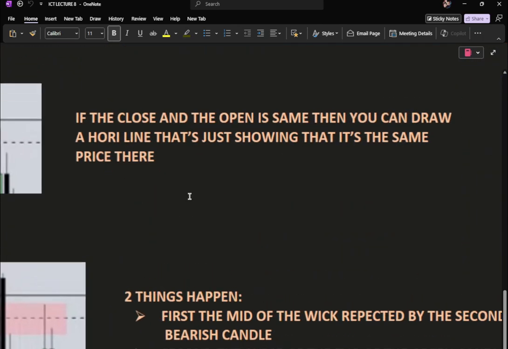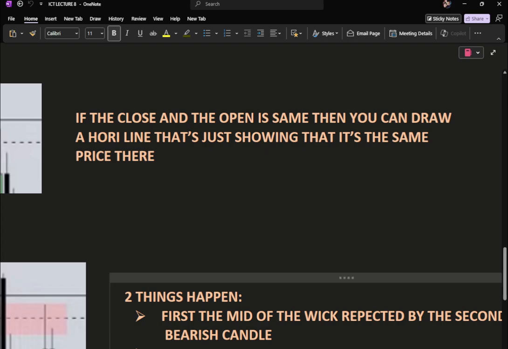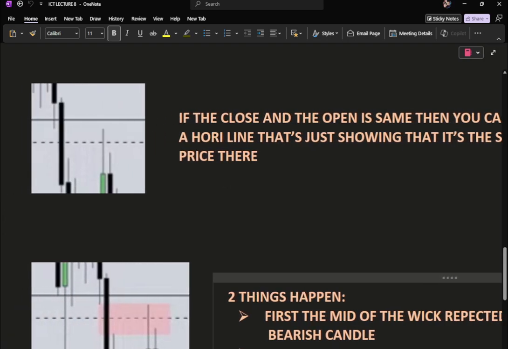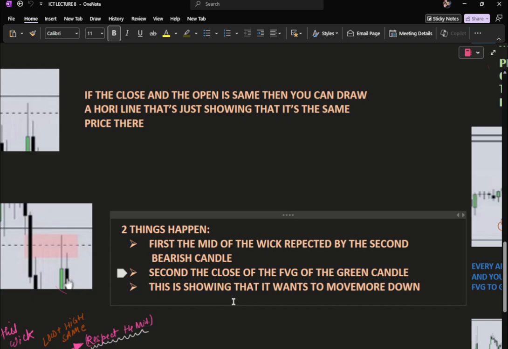Now the next thing is that if the close and the open are the same, then you can draw a horizontal line just showing that it is the same price there. So this is the concept for the opening range gap. Suppose that the close and the open is at 18, I'm using 24 hours, so 18 New York time. If the close and the open are the same, then you can just draw a horizontal line, and the price also respects that.